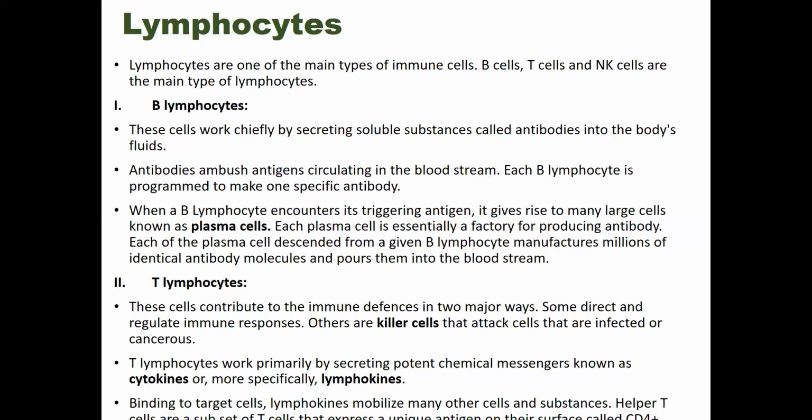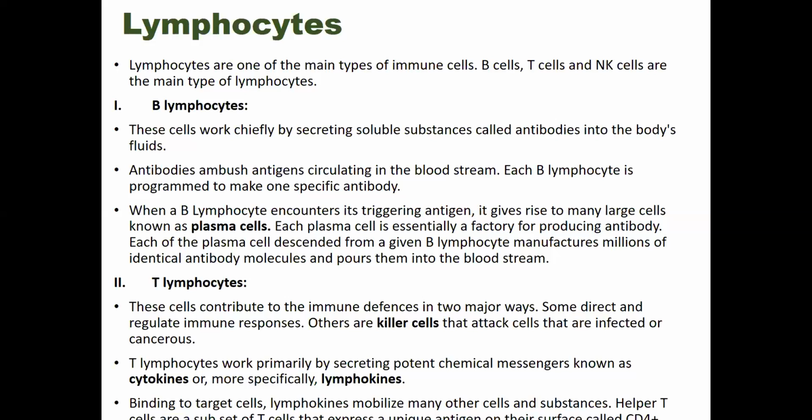T lymphocytes work primarily by secreting potent chemical messengers known as cytokines. In our last lecture, we have already discussed the cytokines. More specifically, these T lymphocytes produce lymphokines, which bind to the target cells, and these lymphokines mobilize many other cells and substances. And thus by mobilizing those target cells, they encourage growth, and they also encourage phagocytosis.